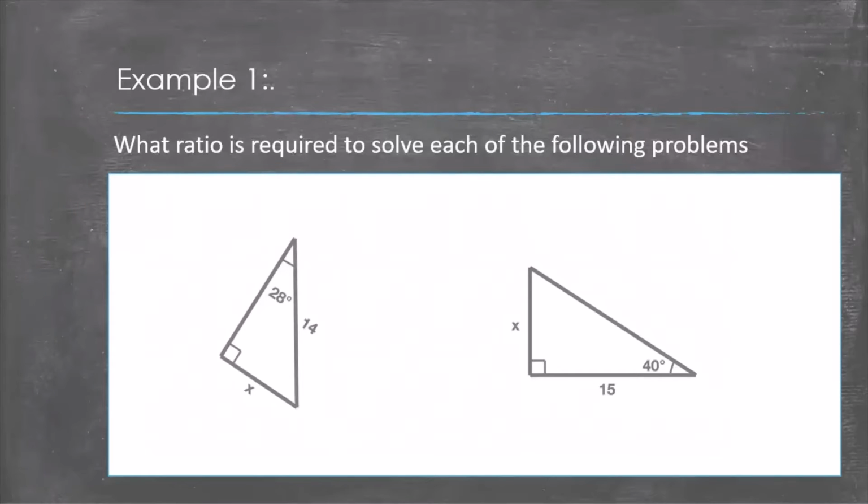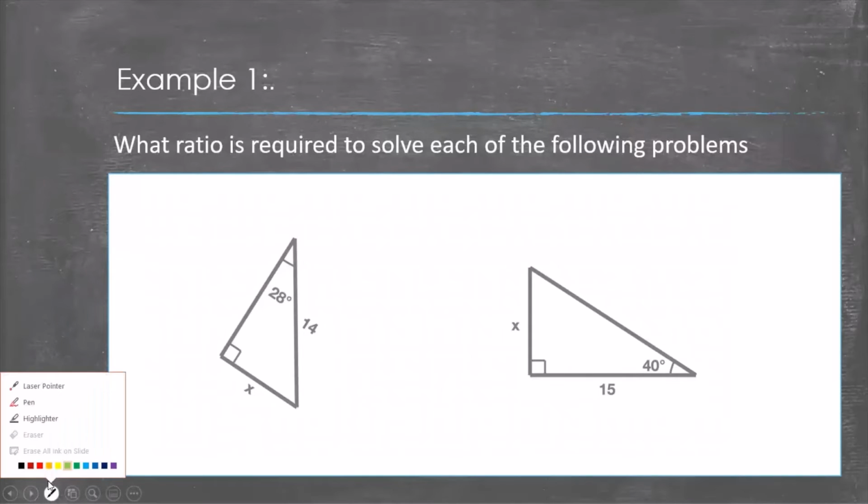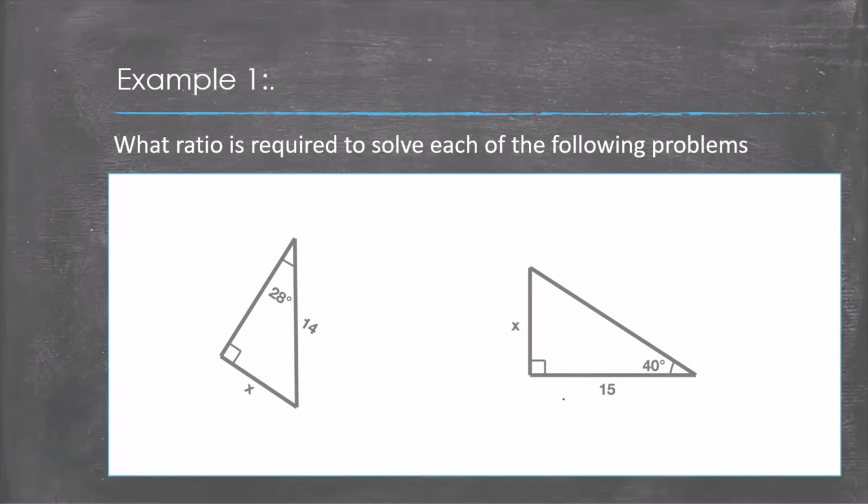First of all, we're going to find out what is the ratio required to solve each of the following problems. All right, so which ratio? I always say start out every question with SOHCAHTOA on the page. First of all, if you don't have it memorized, it will help you memorize it. So start out with that on the page. Sine is opposite and hypotenuse, cosine adjacent and hypotenuse, tangent opposite and adjacent. It's also the order that they go in. First number goes on the top, second number on the bottom.